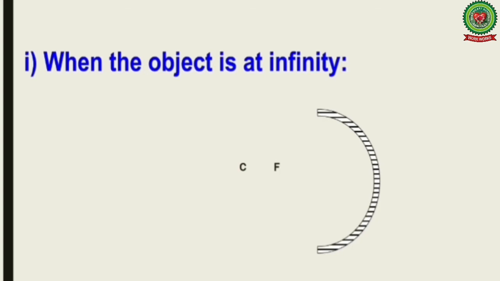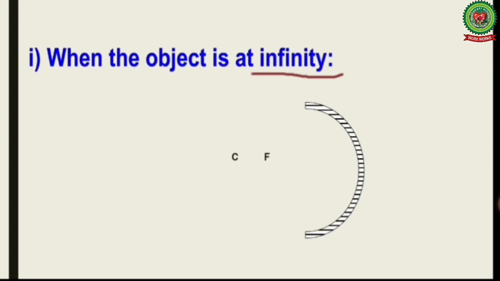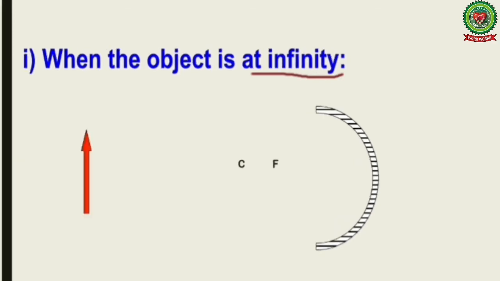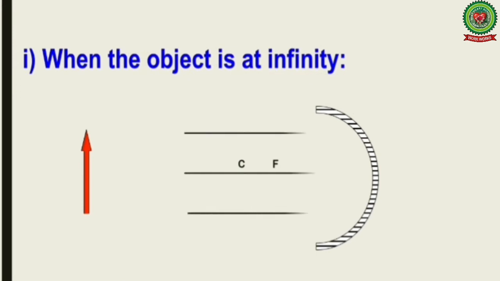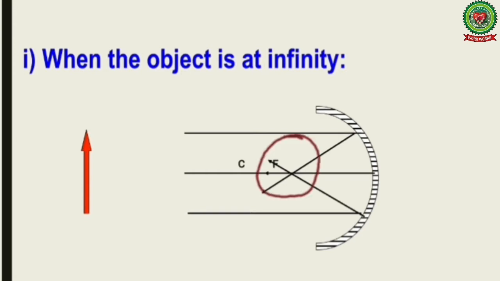Students, we will consider at least two rays incident on the mirror for the ray diagram. Now let's discuss the first case, when the object is at infinity. Students, infinity means far place. Example, sun. Rays of light coming from the sun are treated to be parallel to each other and incident on a concave mirror. After reflection from the mirror, they pass through the focus.